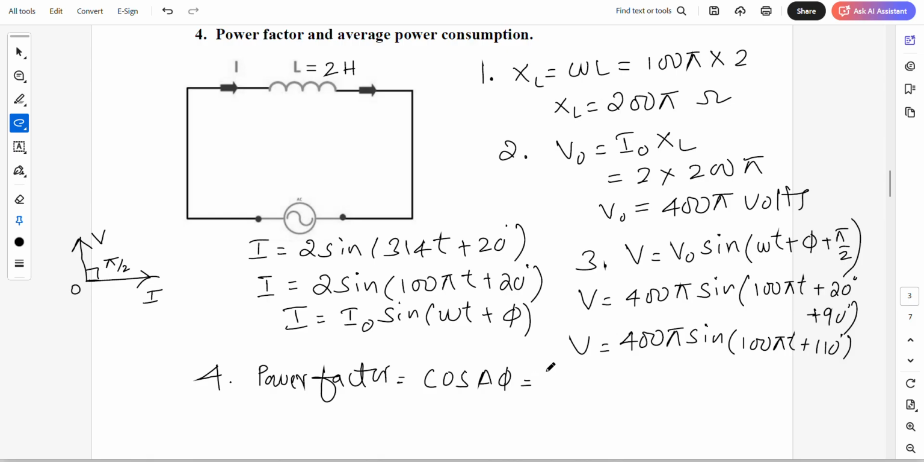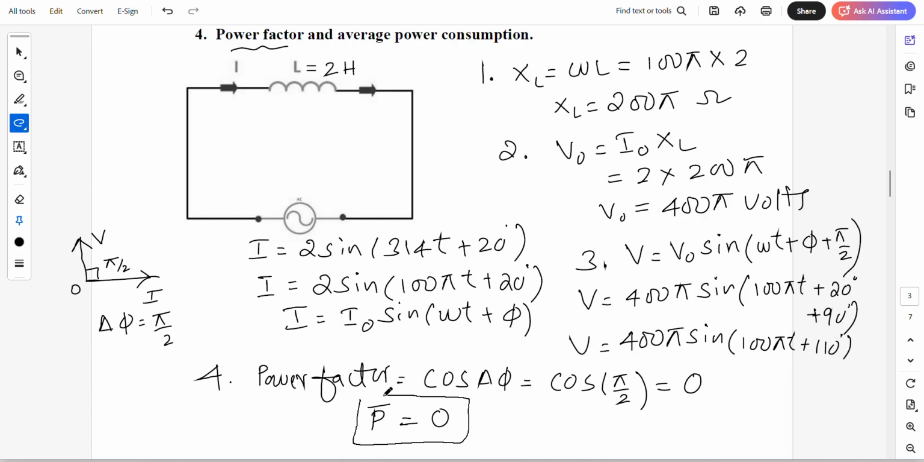That is equal to, how much is cos of delta phi here? Delta phi is how much? Pi by 2. Here cos of pi by 2. How much is cos of pi by 2? It is 0. What is the power factor? Power factor is equal to cos of delta phi. Cos of delta phi is 0. And how much is the power consumed? Average power consumption in a pure inductor is 0.